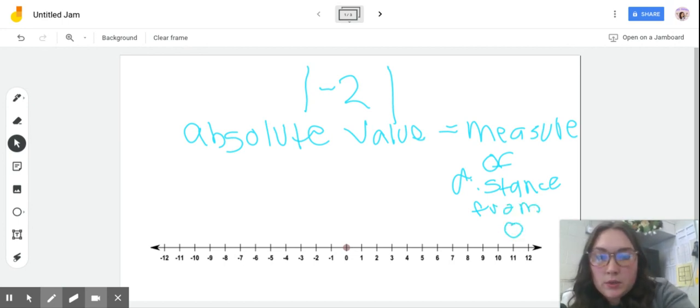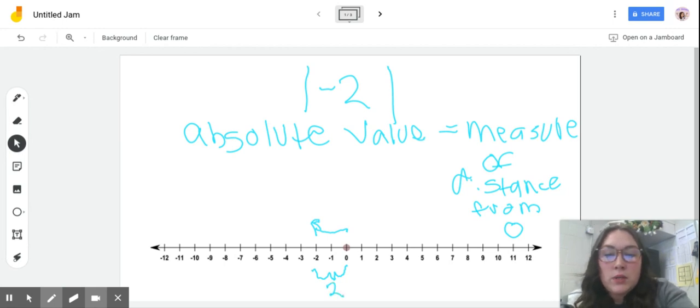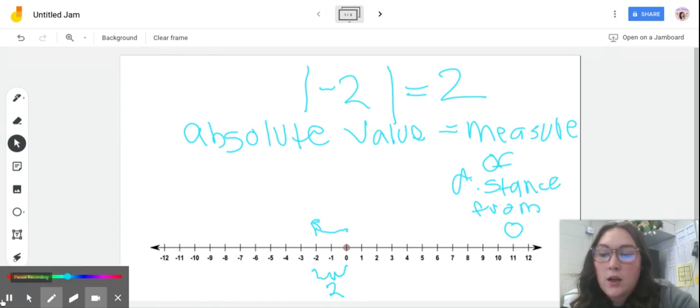So if we're at 2, we're going to draw our arrow to -2 because that still is my number. But what I want to ask myself is, how many units did I travel? I traveled 2 units. So -2 is 2 away from 0. So the absolute value, which is represented by those 2 lines in front and after the number, equals 2. Absolute value is always going to be the opposite number of what we have.